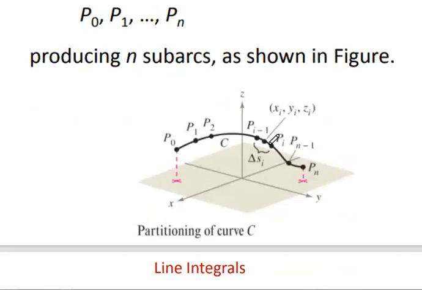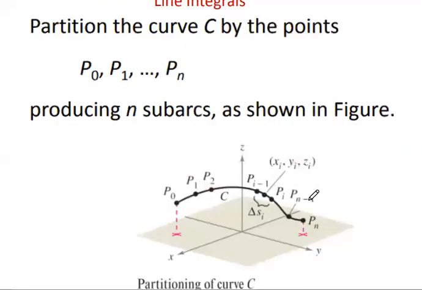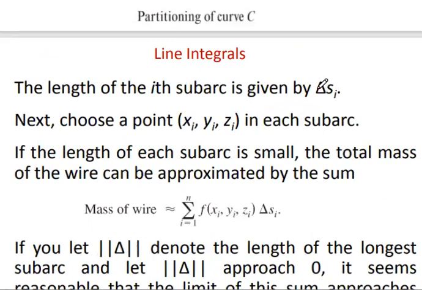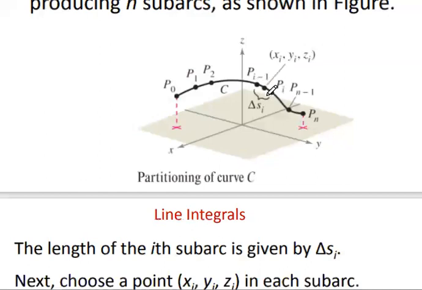This is your path. C is a smooth path, a smooth curve, two or three dimensional. Let's consider three dimensional. Let's split your smooth curve into these sub arcs, small parts, infinitesimal. Let's consider this bit. The length of this infinitesimal sub arc is, let's say, delta s.